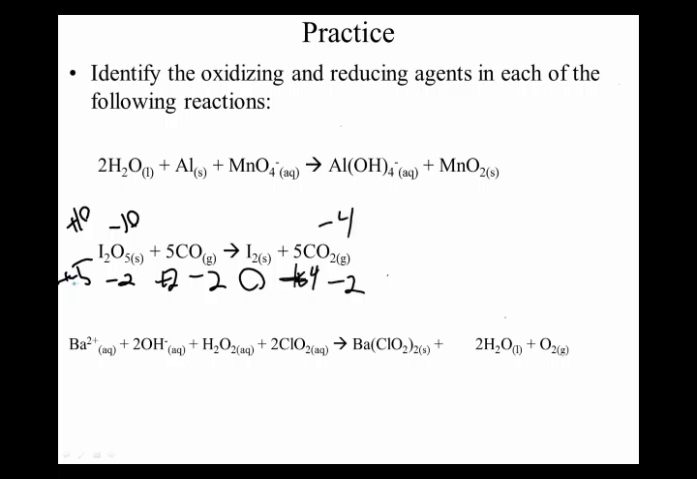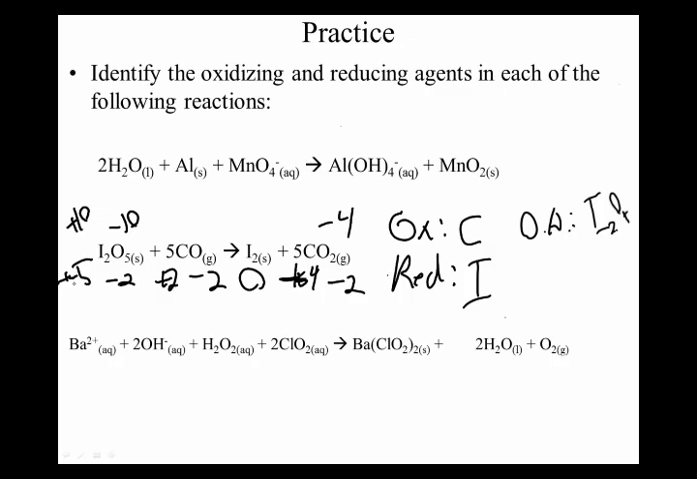What element was oxidized? What element increased its oxidation number? Well, that was carbon. What was reduced? Well, iodine went from +5 to 0, so it was iodine. So what's the oxidizing agent? It's the reactant that contains the thing that was reduced. So it's I2O5, right? I2O5. What's the reducing agent? It's the compound that contains the thing that was oxidized, so CO, carbon monoxide.